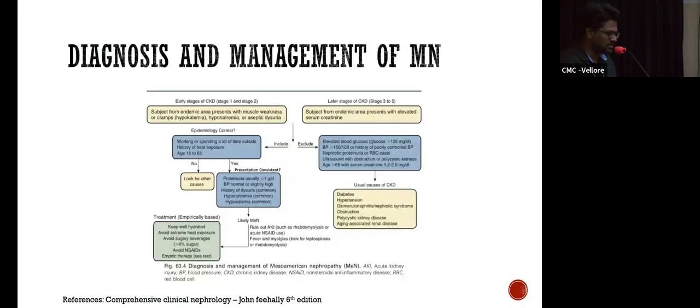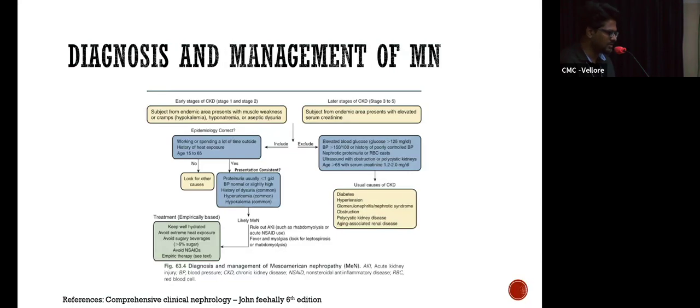So coming to the diagnosis and management of the Mesoamerican nephropathy, in the CKD stage 1 to 2, first we have to exclude those who are having diabetes, uncontrolled blood pressure, nephrotic proteinuria, urine showing RBC cast, ultrasound showing some obstruction or polycystic kidney disease. In this study, they have removed the patients with age more than 65, as well as creatinine 1.2 to 2. This will lead to the usual cause of CKD.